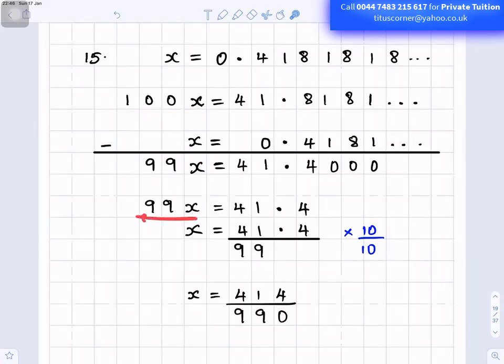So we have 99x is equal to 41.4. It's times 99. We take it to the right-hand side, it becomes divided by 99. So 41.4 divided by 99. And what you can do is times by 10 and divide by 10, which is the same as times by 1 and doesn't change anything. So you get 41.4 times 10 is 414, and 99 times 10 gives you 990.